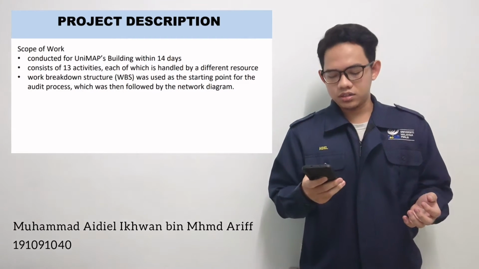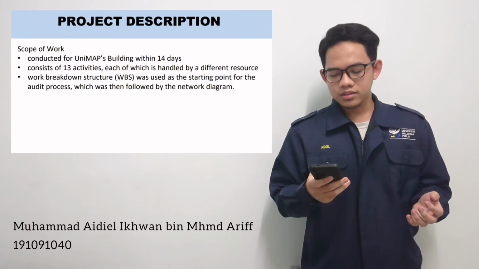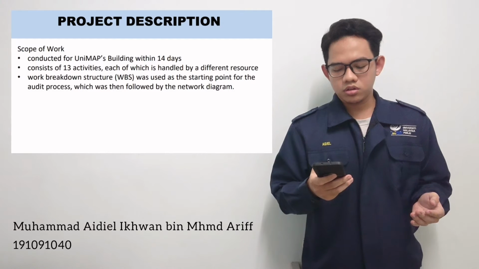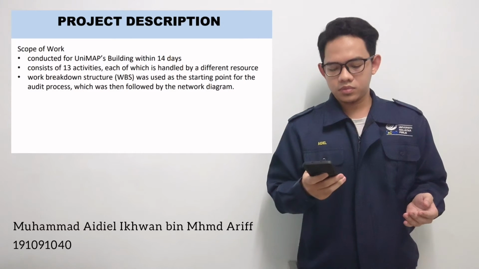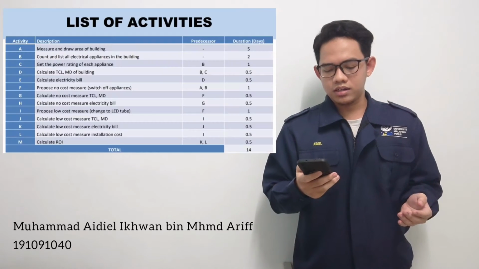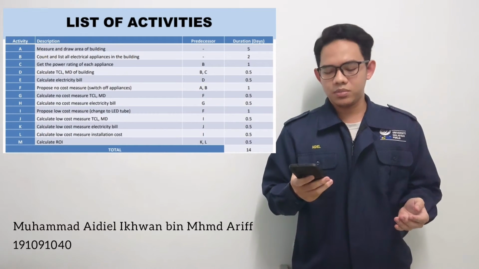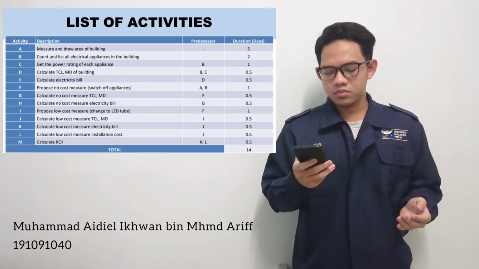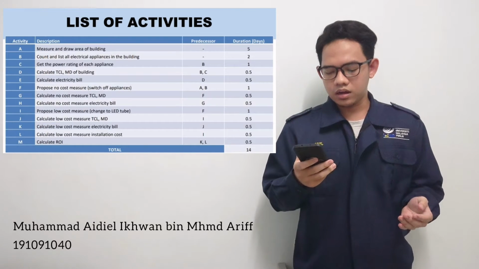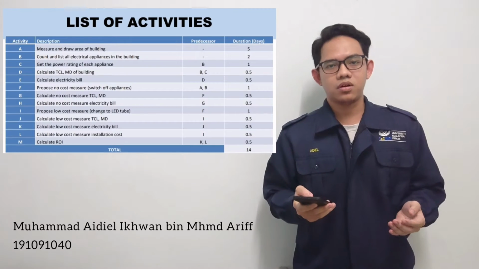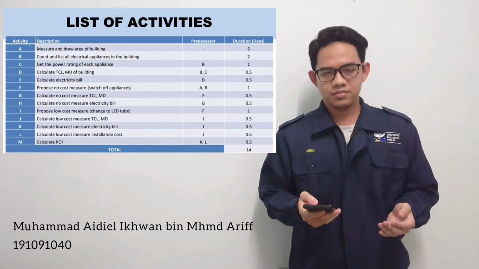The work breakdown structure was used as the starting point for the audit process, which was followed by the network diagram. So from this list of activities, we can see around 13 activities have been done. For example, from this description, measure and draw area of the building is one example of the list of activities. Thank you.